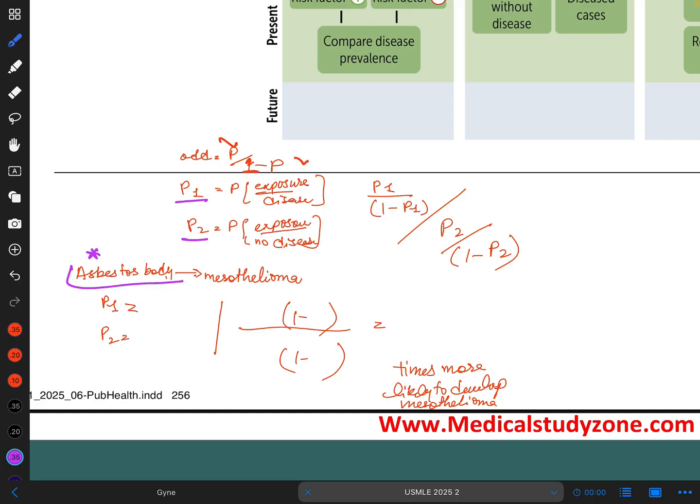Here we have an example of a case-control study where we're looking at exposure to asbestos, which is a material found at construction sites and shipyards, and the development of mesothelioma. Here you are looking into the past and comparing cases with the disease to controls without the disease and analyzing their previous exposure to asbestos to see if cases with cancer had higher exposure rates.